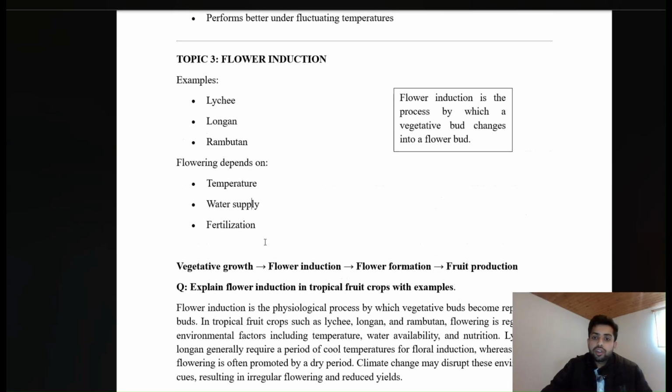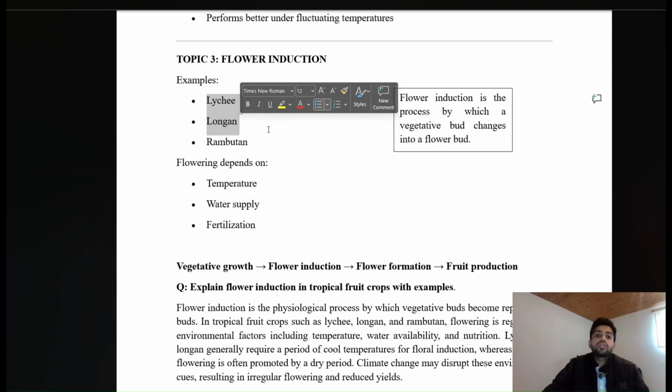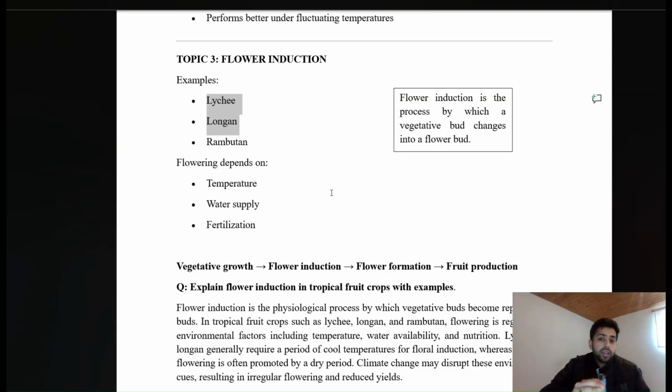I will tell you in a very easy way: lychee and longan need a cool temperature, but the third one needs a warm temperature. So if there are fluctuations in the temperature requirement, then the flowering will be delayed and irregular, and that will cause yield loss. That is what flower induction is telling us.